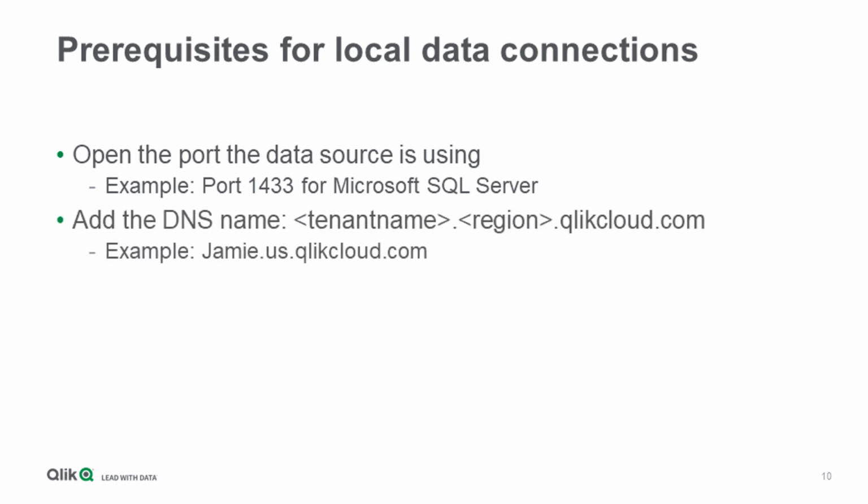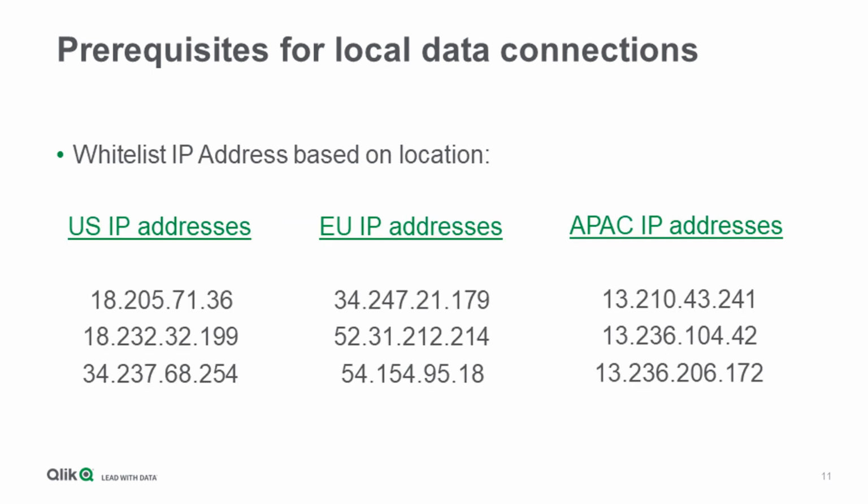We then would want to add the DNS name to the firewall. The DNS name would be your tenant name.region.qlikcloud.com. In my case, it would be jamie.us.qlikcloud.com. Lastly, we would need to whitelist the IP addresses based on where the tenant resides. All of these prerequisites would need to be completed by your internal IT or networking department.